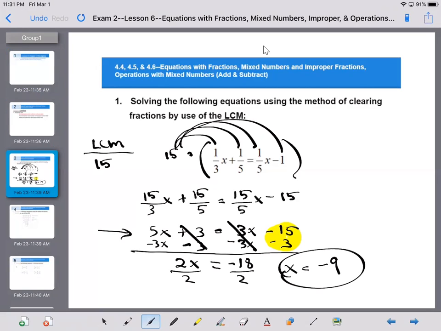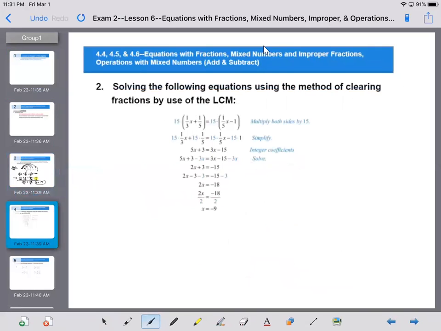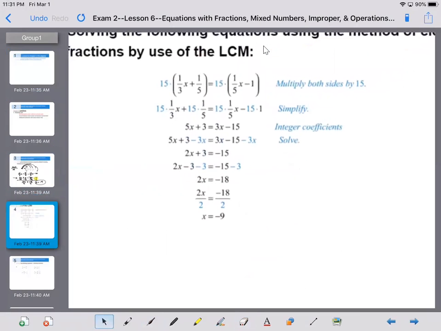So that's the process that we're going to look at for several examples, is figuring out the LCM. And we're going to multiply that LCM by every term in the equation. Here's just another example. Zoom in a little bit and you can see just that process of 15 being multiplied to everything on both sides of the equation. And then you end up getting to your integer coefficients, and our constants are integers. So that's nice. It's a whole lot easier to solve. So let's look at some more here.